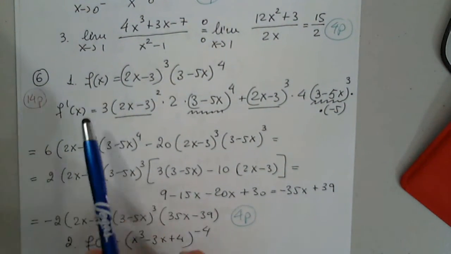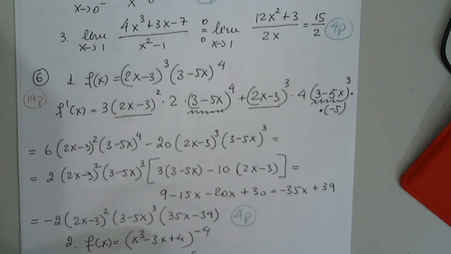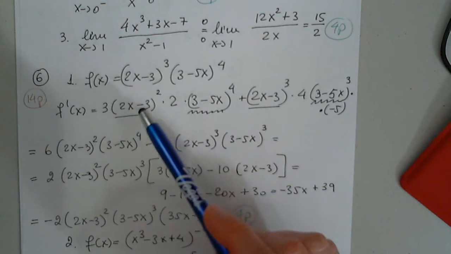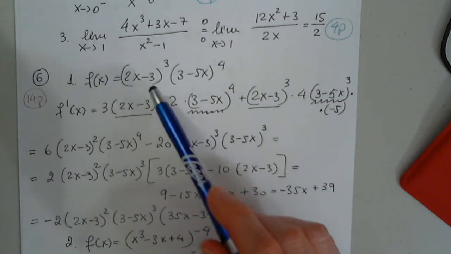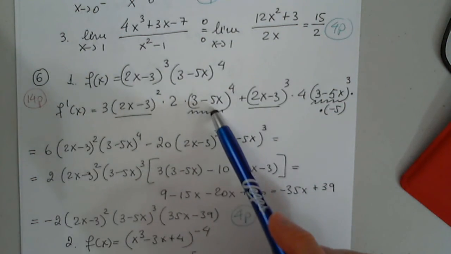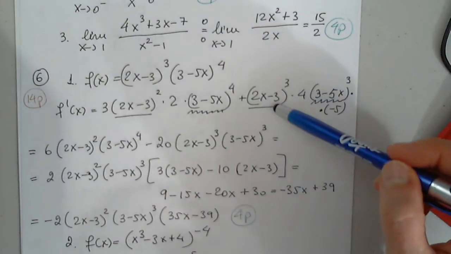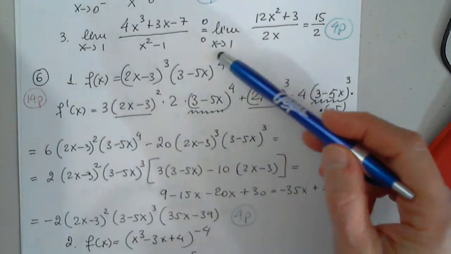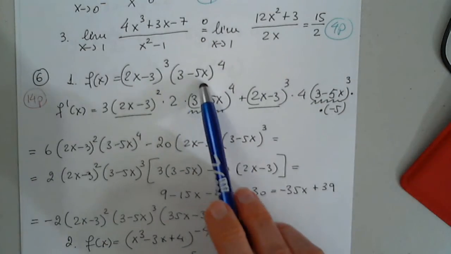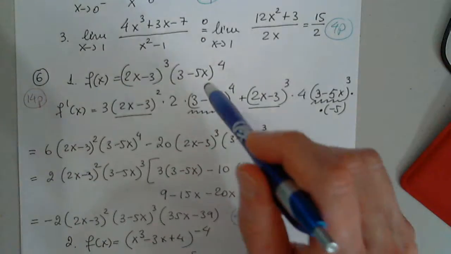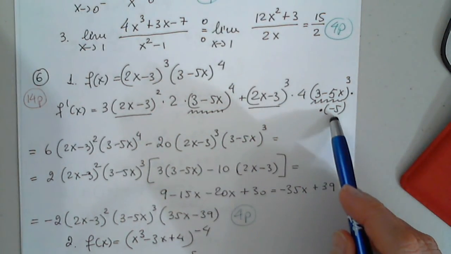Question number 6. We're asked to differentiate and fully simplify. So 3 times (2x minus 3) to the second power times the inner function prime times the second function, plus the first function times the second function prime, 4 in front, (3 minus 5x) to the third power times the inner function prime, which is negative 5.